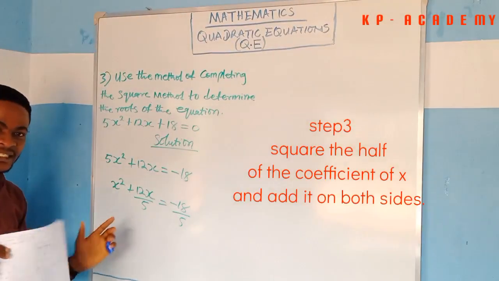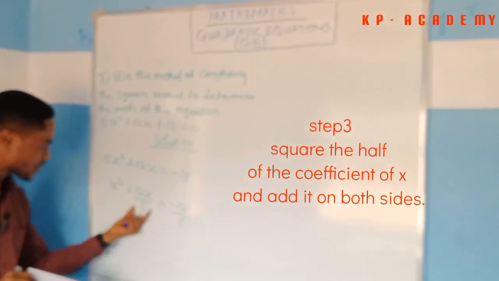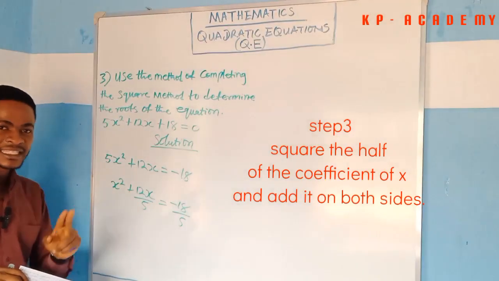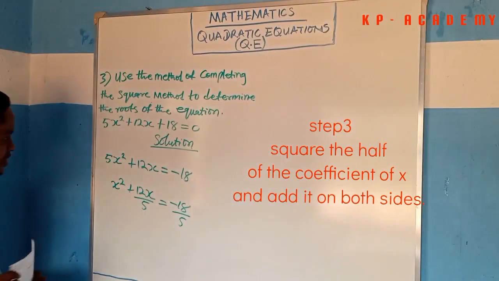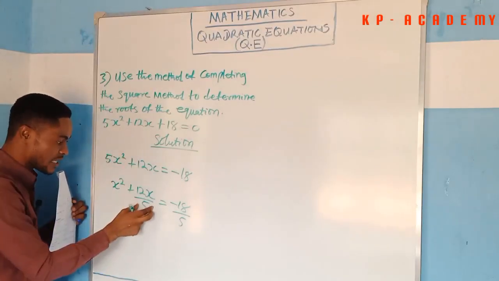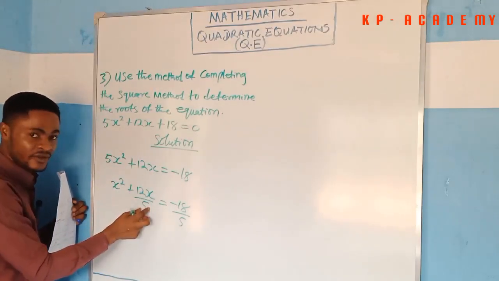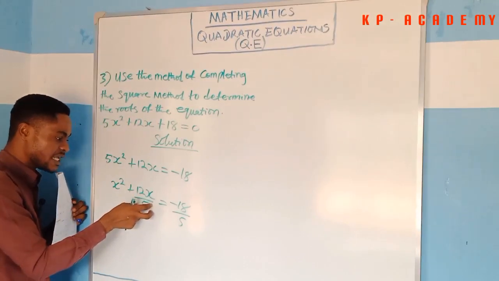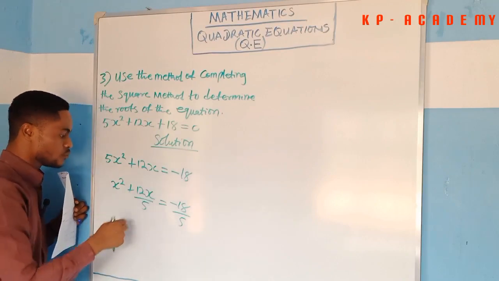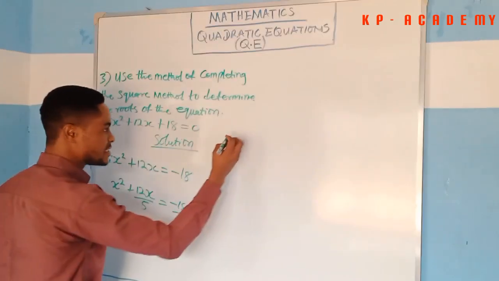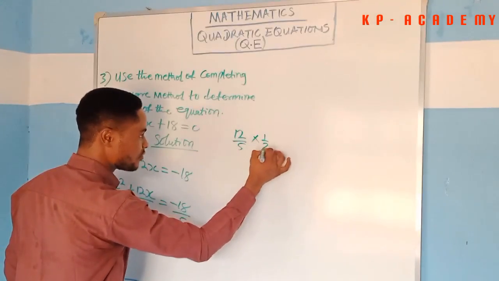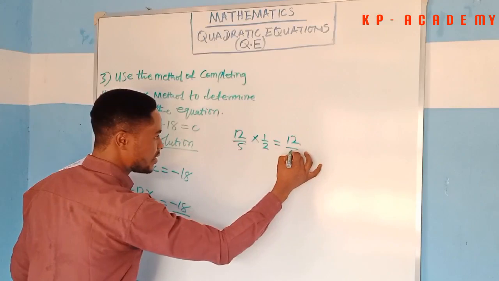Okay, so after doing this, the next thing to be done is to take half of the coefficient of x, square it, and add it on both sides. First, you need to understand that from here, the coefficient of x is 12. Then from here now, the coefficient of x is 12 over 5. So at this stage, you are going to take the coefficient of x, then take the half and square it. So from here, the coefficient of x is 12 over 5, and taking the half will be multiplying it by 1 over 2, and that will give us 12 over 10.